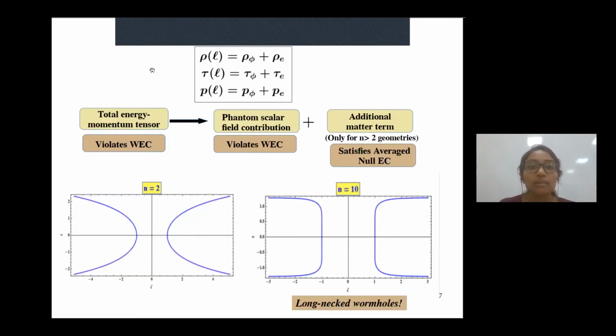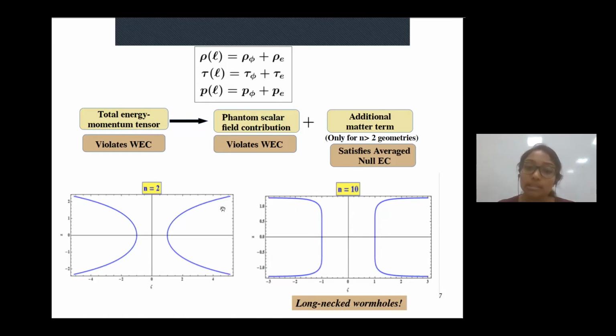Now we will take a look at the matter and energy conditions that are satisfied by this geometry. The components of the energy momentum tensor can be written as a sum of a contribution coming from a phantom scalar field and some additional matter term that corresponds to only n greater than 2 geometries. It is also observed that it satisfies the averaged null energy condition. Interestingly, this additional matter term causes the flaring out for n greater than 2 geometries to happen a bit away from the throat. So we get a long-necked structure for the n greater than 2 geometries.